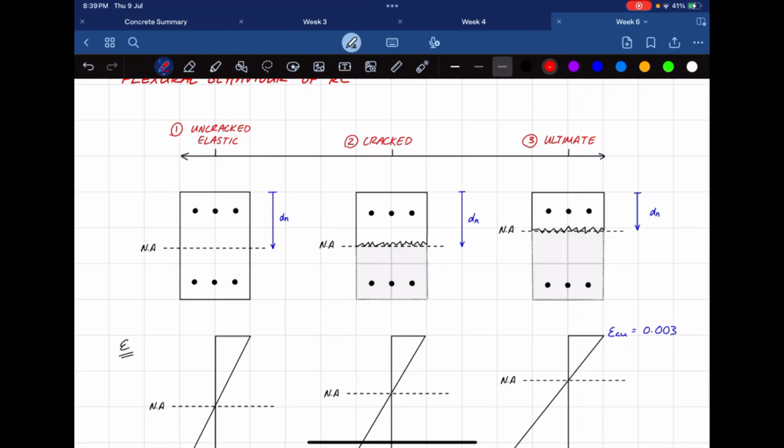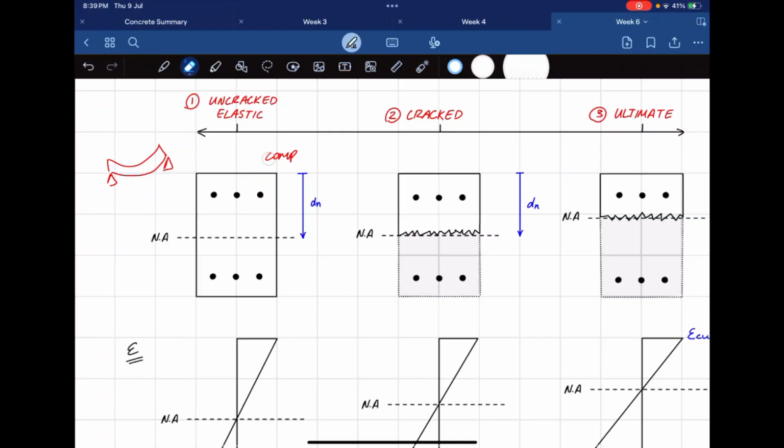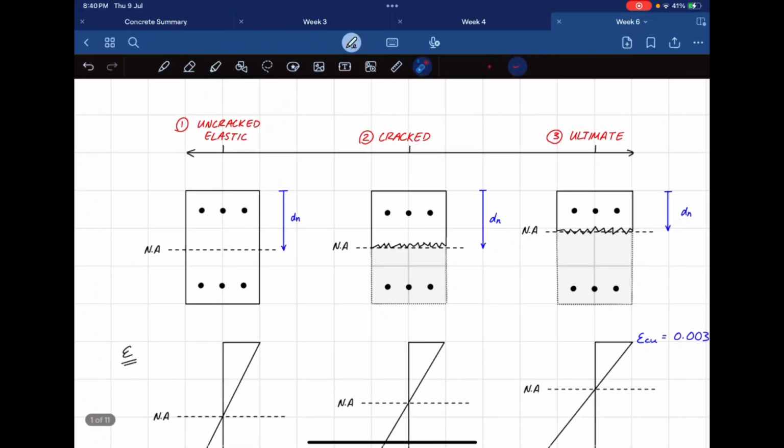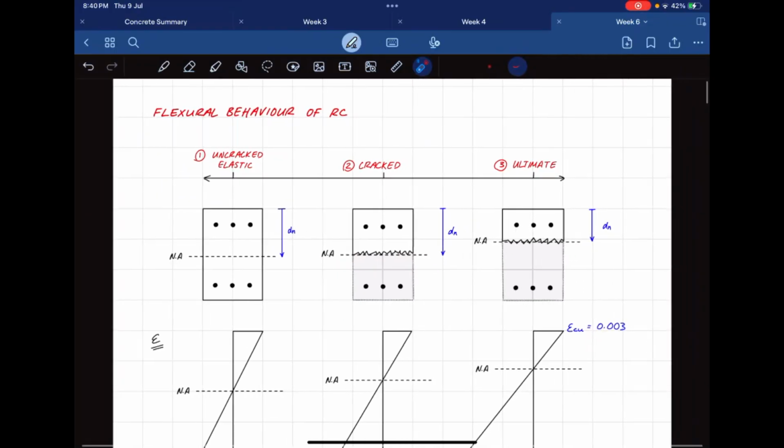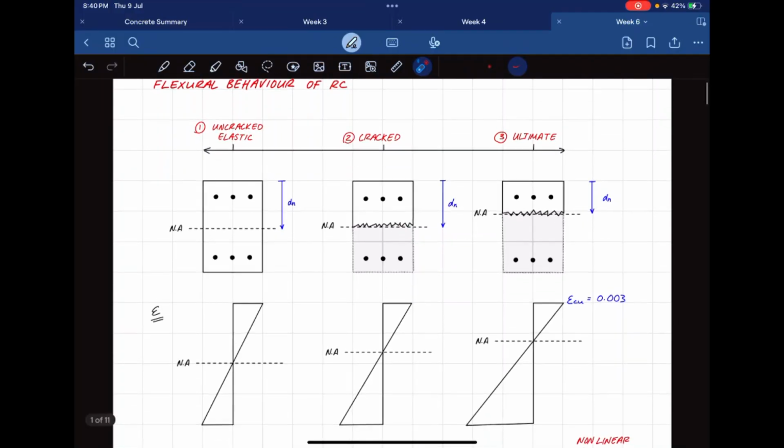Depending on how it's bending, it can either be compressive or tensile steel. Let's say for a beam that's bending like this, our top steel is going to be in compression and our bottom steel is going to be in tension. Cool. Something you will notice is as you move along the stages of reinforced concrete, your neutral axis will shift higher and higher. The explanations for that I'll give as I go through each step.